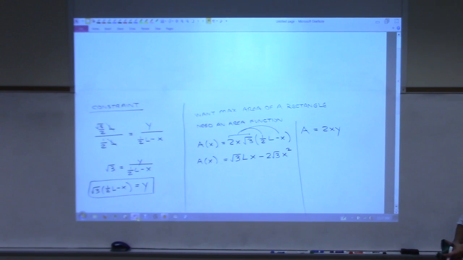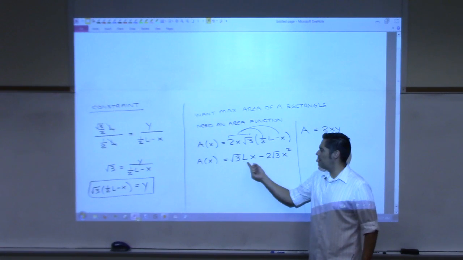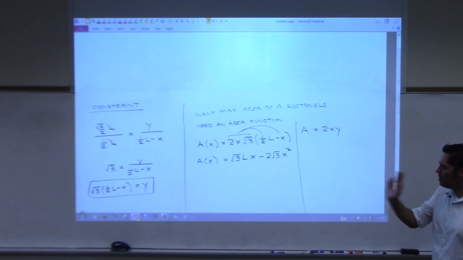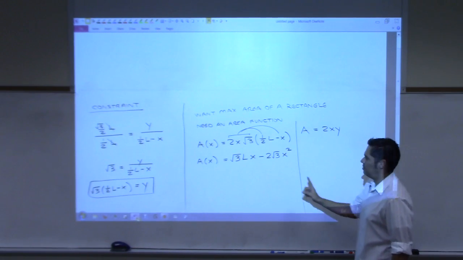Hey, this is just a quadratic, isn't it? That's all this is, a quadratic? Root 3 L, and that's just numbers, right? So what's next? Domain. Okay. What are the restrictions on x?